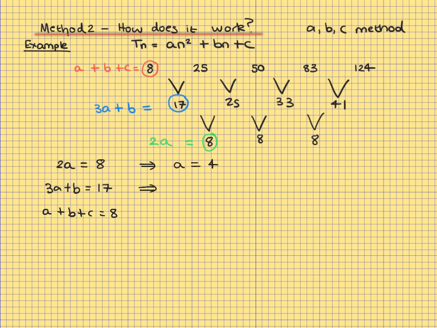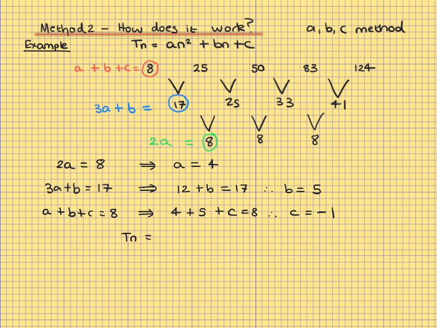The second equation then gives us 12 plus b equals 17, so b is equal to 5. And the third little equation then gives us 4 plus 5 plus c equals 8, which then easily allows us to work out that c equals minus 1.